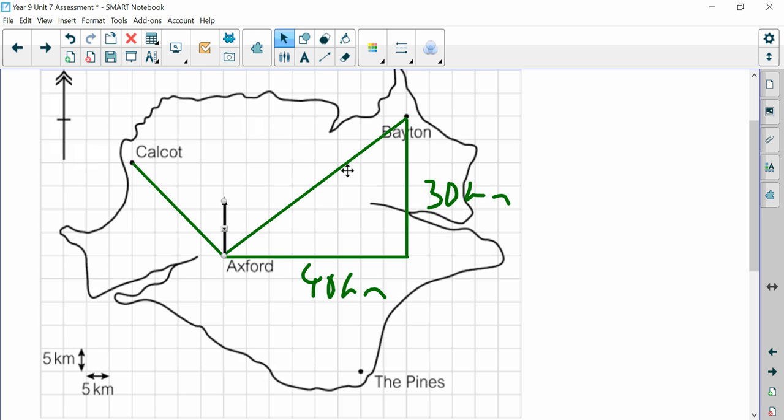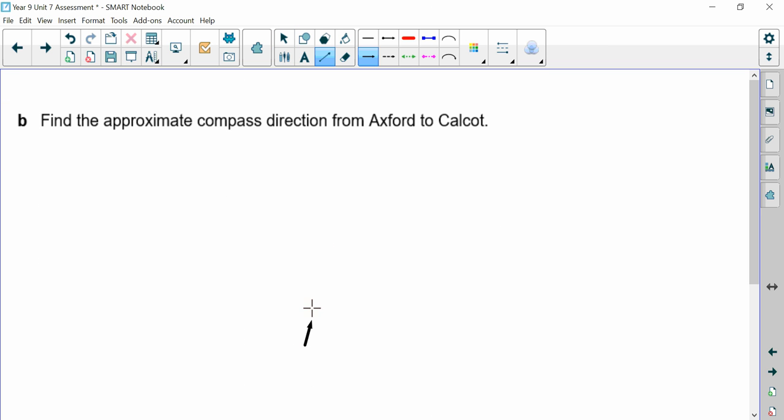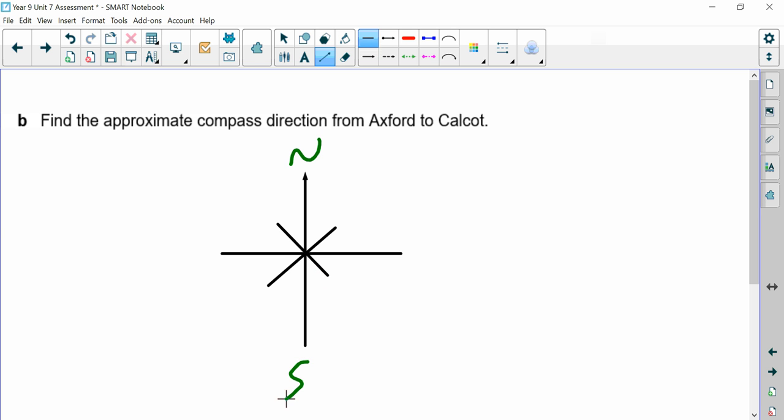northwest. Okay? Just as a little reminder, in case anybody has forgotten the compass directions, if this is a compass needle, this is what it would look like. We've got, first of all, north going up, south, east, west. I remember this as an old saying, never eat shredded wheat.